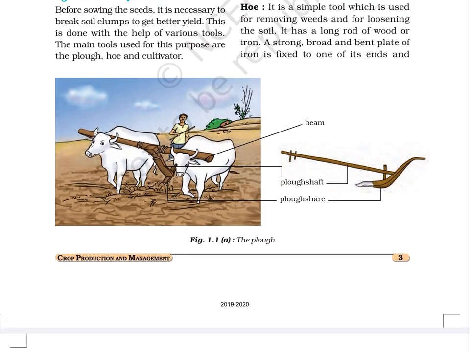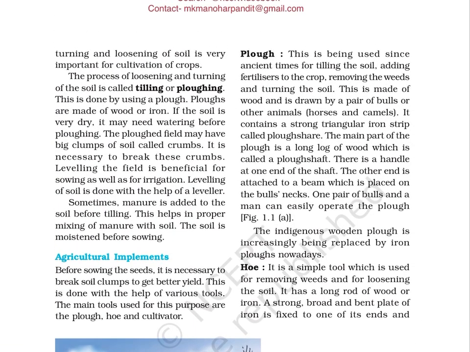Plough. This is being used since ancient times for tilling the soil, adding fertilizers to the crop, removing the weeds, and turning the soil. This is made of wood and is drawn by a pair of bulls or other animals, horses and camels. It contains a strong triangular iron strip called ploughshare.